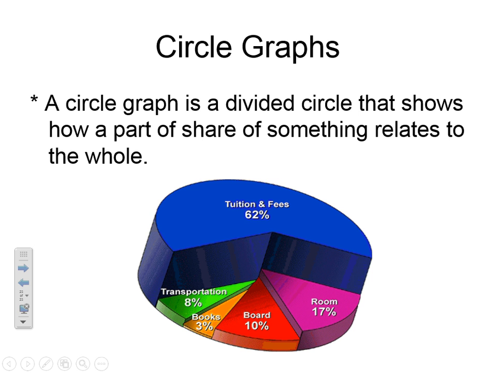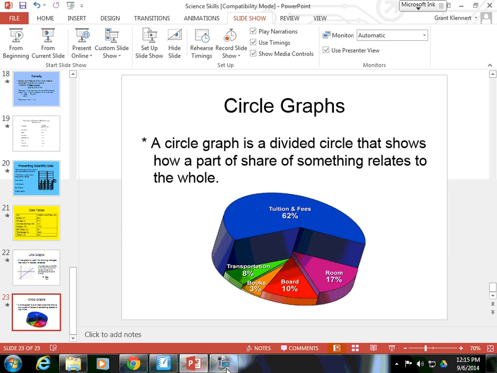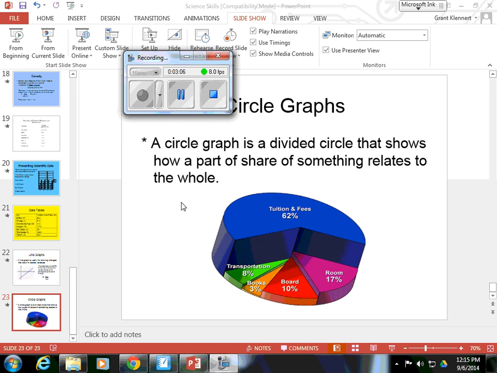But all in all, graphs are a great way of showing data. And that is what scientists use after you've done all the measurements. After you've done all the scientific notation and sig figs, you are going to use graphs.